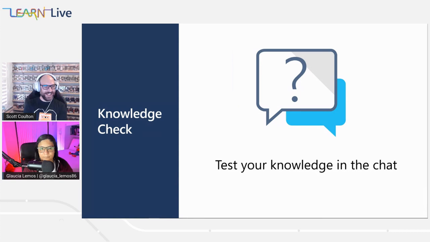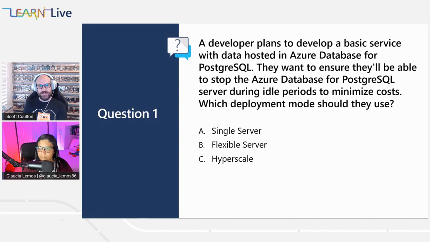So here's question one. A developer plans to develop a basic service with data hosted in Azure Database for PostgreSQL. They want to ensure they'll be able to stop the Azure Database for PostgreSQL server during idle periods to minimize costs. Which deployment mode should they use? So what do you think it is, Glossy? Well, to develop a basic service but ensure they will be able to stop the Azure database, I think it must be the flexible server, maybe? What do you think, Scott?